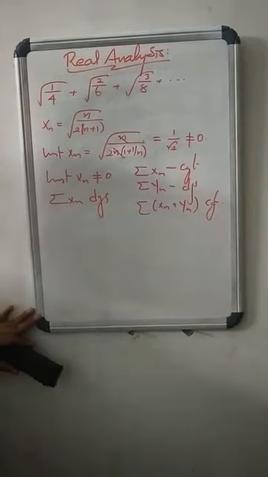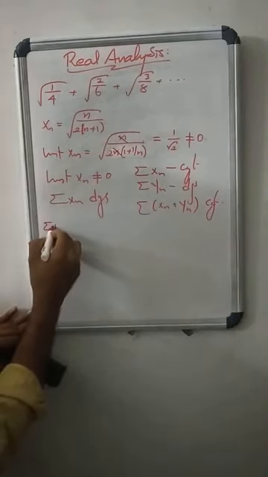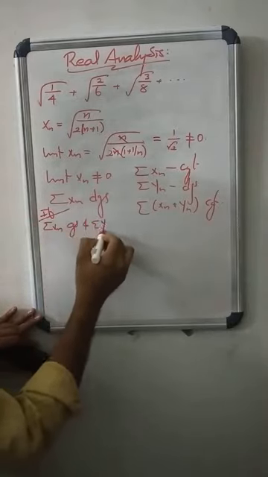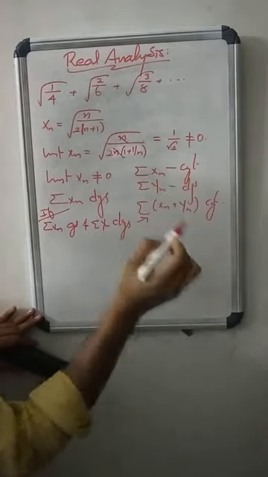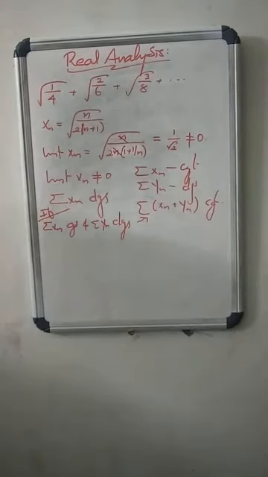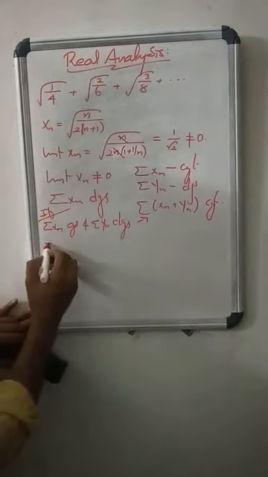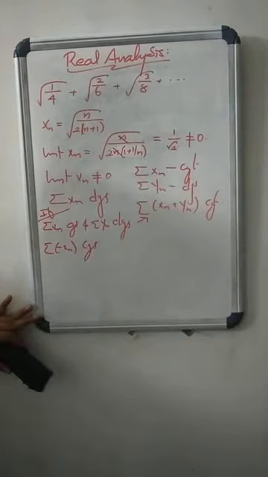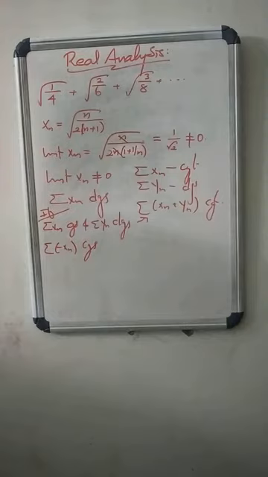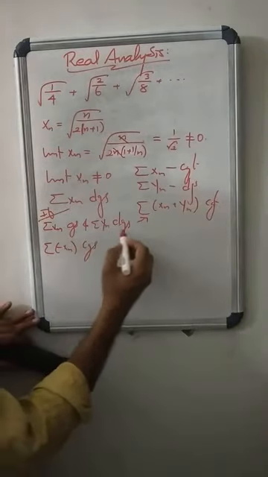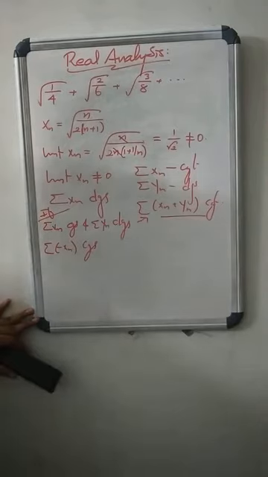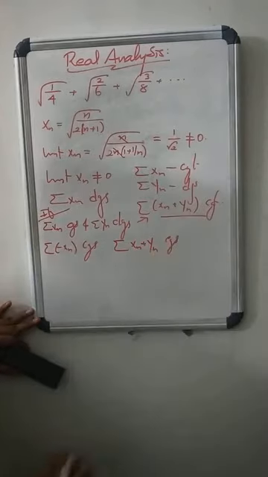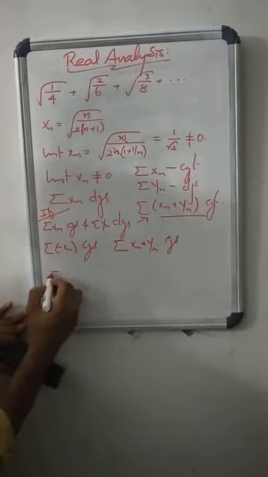Why? If possible, suppose sigma xn converges and sigma yn diverges with sigma xn plus yn converging. Sigma xn converges means sigma minus xn also converges. Sure? Since sigma xn plus yn converges, the sum of two convergent series always converges.